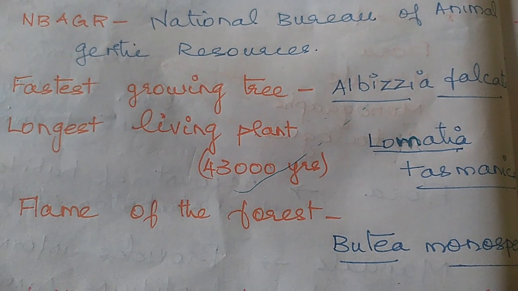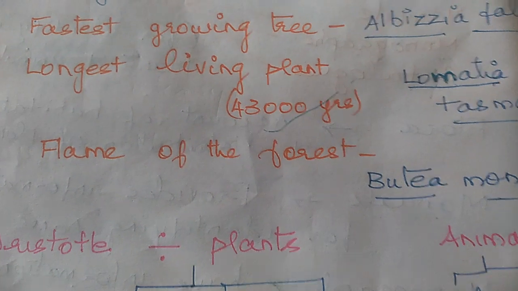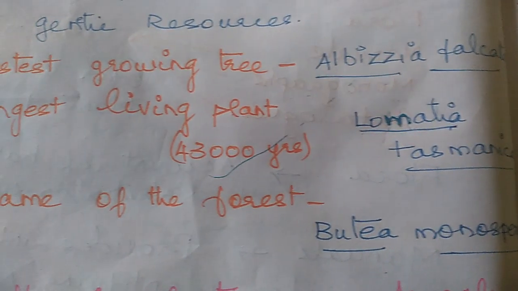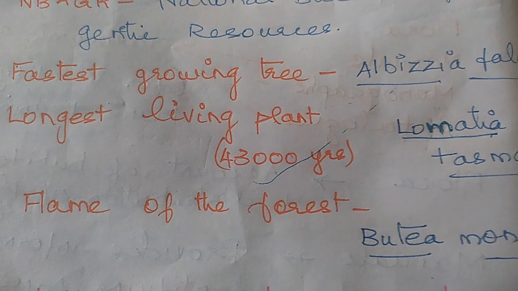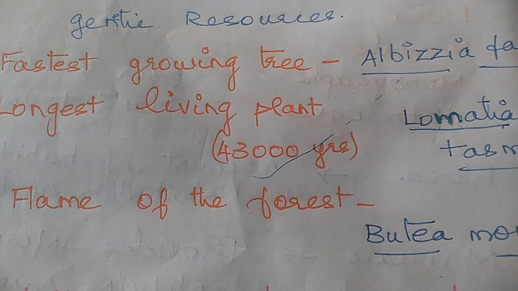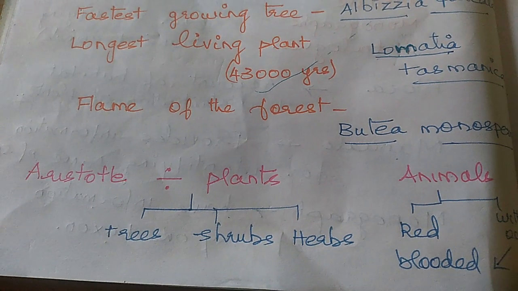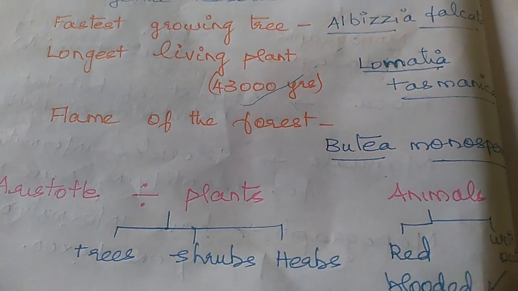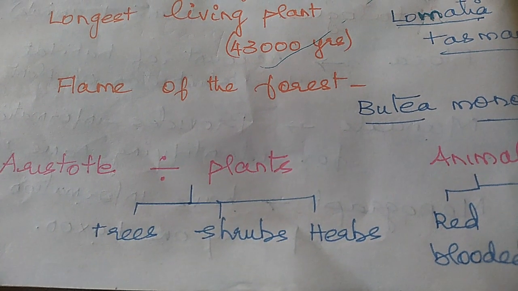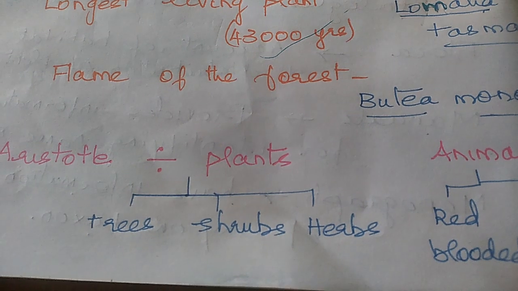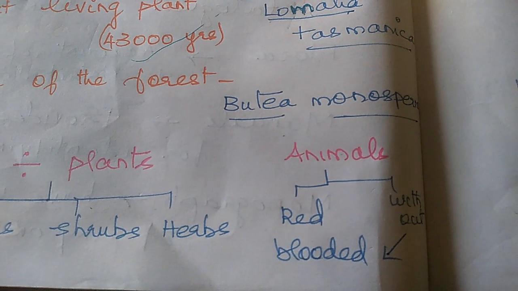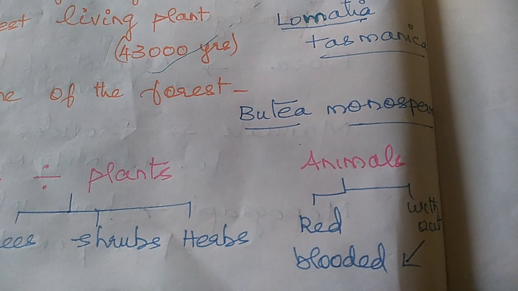in your garden. And the next one is flame of the forest. So Butea monosperma is called the flame of the forest because of the appearance of bright orange colored flowers. And next we will come to the divisions of kingdom. So Aristotle divided the plants into 3 types, namely trees, shrubs and herbs, and he divided the animals into red-blooded and without red-blooded.